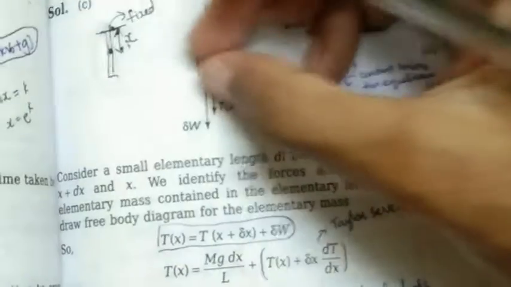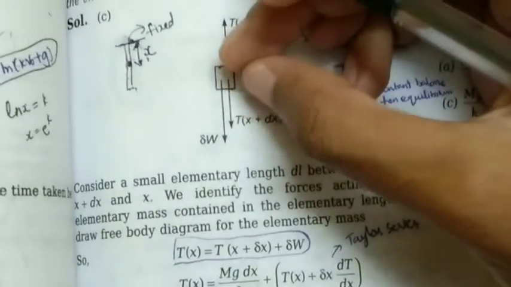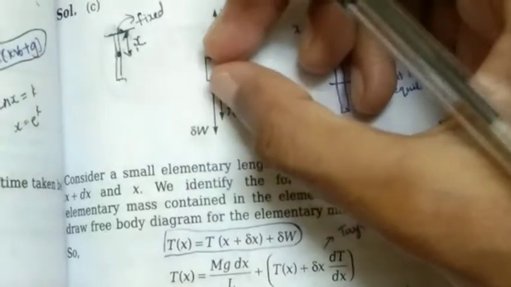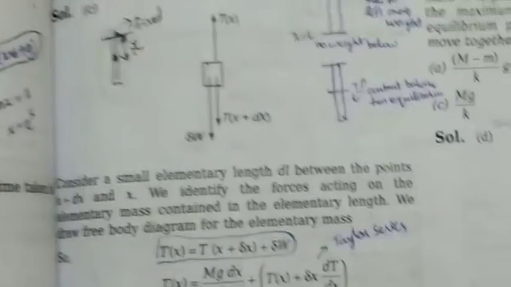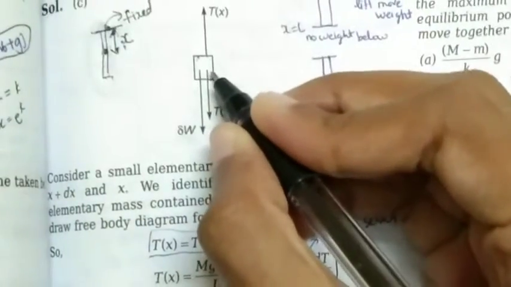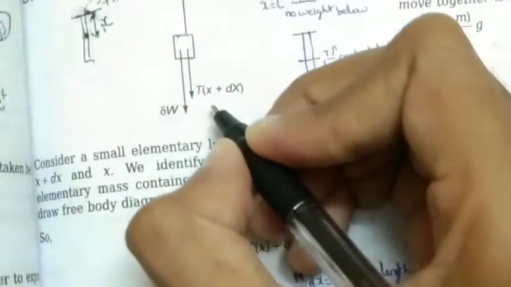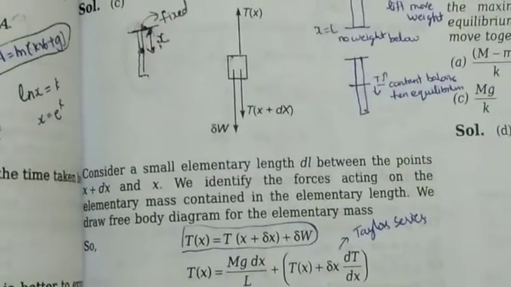Delta W is nothing but the weight of only this elementary length, only delta W, not the overall change. Delta W is the weight of this small part of the chain length. So it would be acting downward, obviously downward. And here the tension is acting in the downward direction, T of x plus dx. So actually tension comes into the wire because of the weight of the wire.